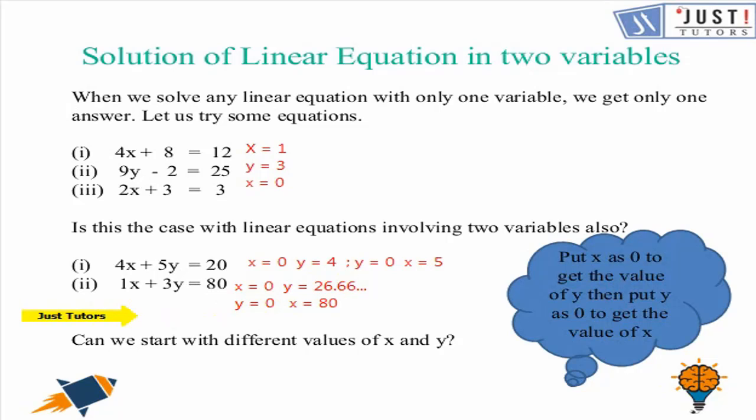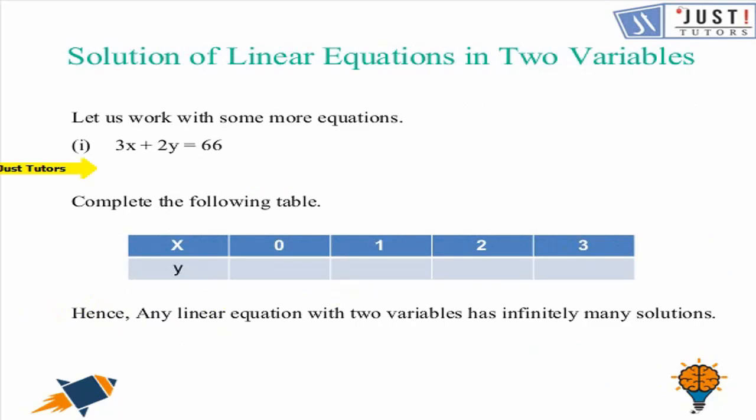Let's move forward and have one more equation there. So we need to complete the table. If x is equal to 0, the value of y becomes 33. Likewise, if x is equal to 1, the value of y is 31.5. And for x is equal to 2, the value becomes 30. And for 3, the value becomes 28.5. So this is how we can always solve the problems. Hence, any linear equation with two variables has infinitely many solutions.